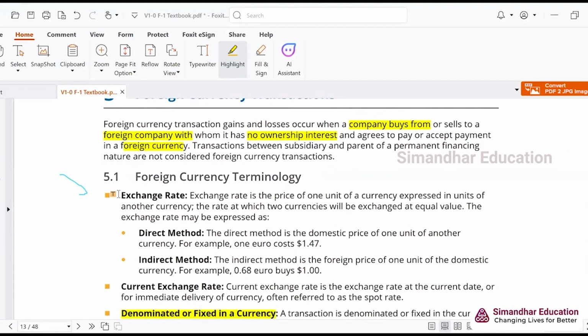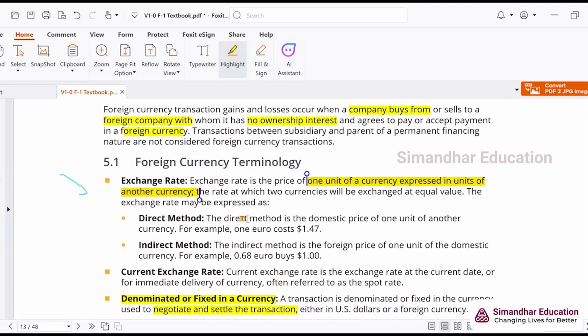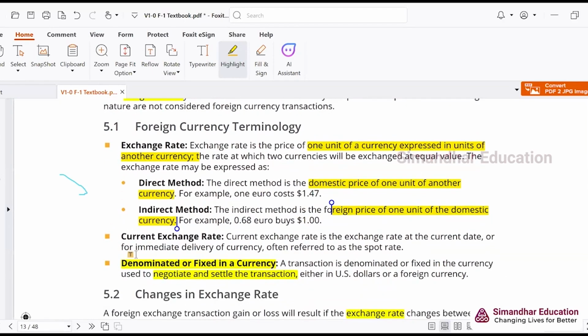Foreign currency, some terminologies. Exchange rate is the price of 1 unit of currency expressed in units of another currency. Direct method is the domestic price of 1 unit of another currency. Indirect method is the foreign price of 1 unit of domestic currency. So we have already discussed it. Current exchange rate is basically the rate which is prevailing at the current period. Currently, if I have to see $1, what is the value? That is my current rate.